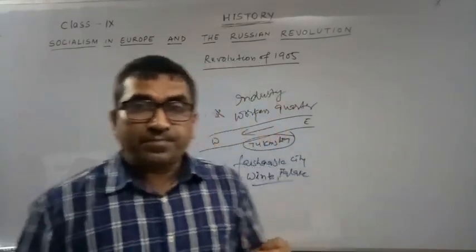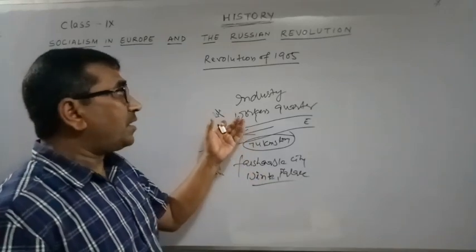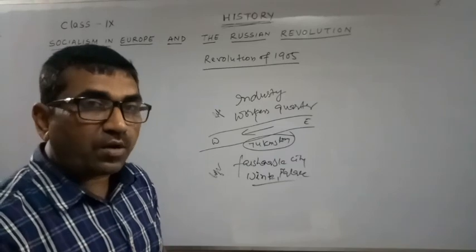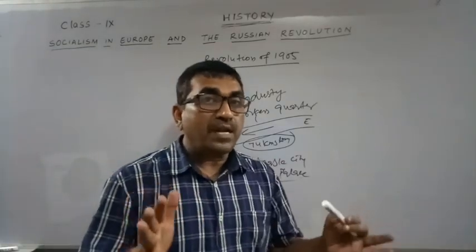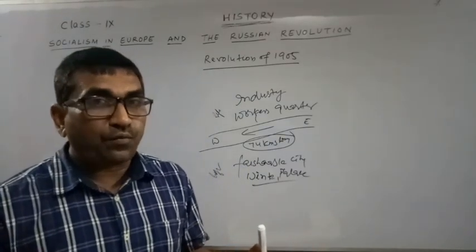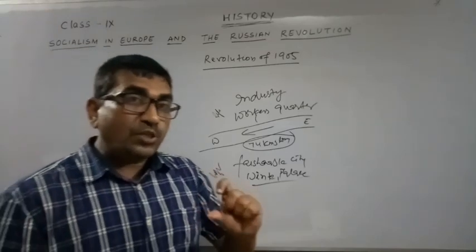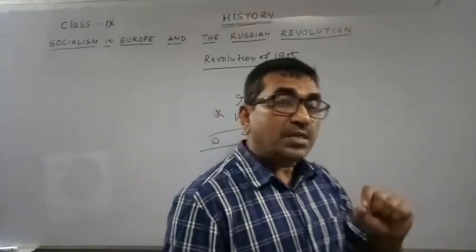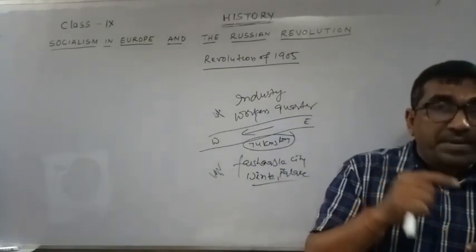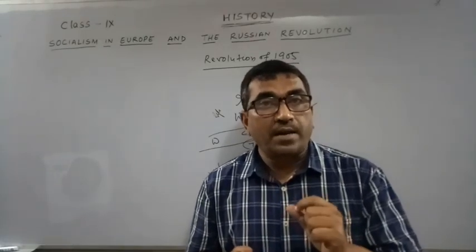What was the difference? One side, a fashionable, very beautiful city. Another side, the clustered area, a township of industrial workers, where they were living in a very clustered form, with no beauty, no space, no food, no other facilities. These industrial workers were being manipulated by Father Gapon.